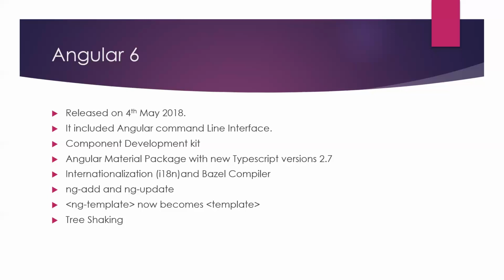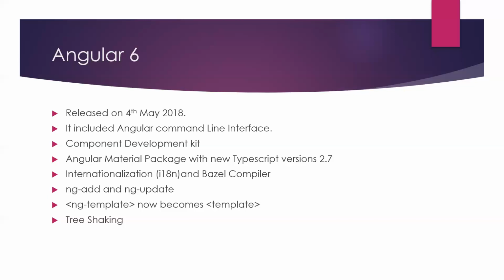So the Bazel compiler, what it did is, if you changed a particular piece of code, it will only build that page, not the entire application. So how did it help us? It helped with performance. It gave better performance compared to the previous compiler, where even with small changes the whole thing used to get built. That got solved in Angular 6.